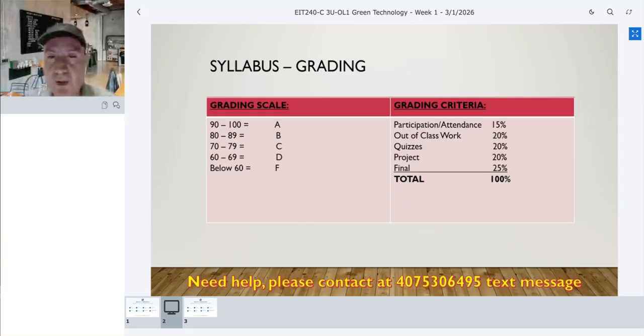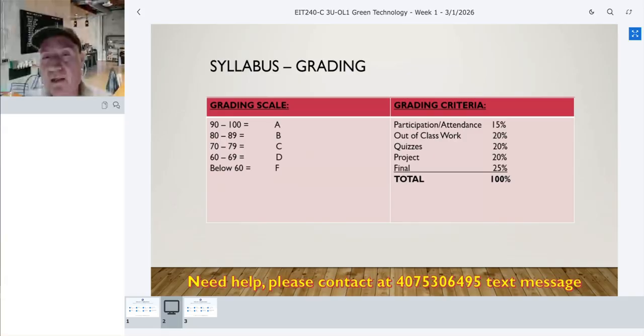When you're talking about the project, because it's online, we have a special research for you. Please follow the research. The research is a PDF document that I let you know about. You read it, and you have a couple of questions about the PDF. It is about some new technology in green technology. The final exam is 25%, a review of everything, and that 25% completes your 100%.